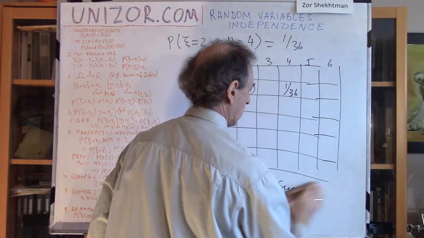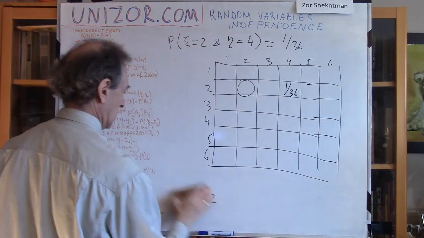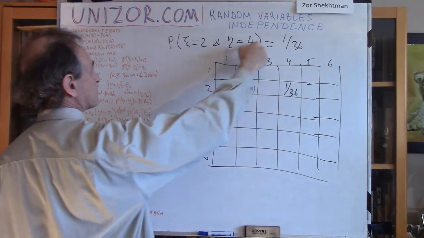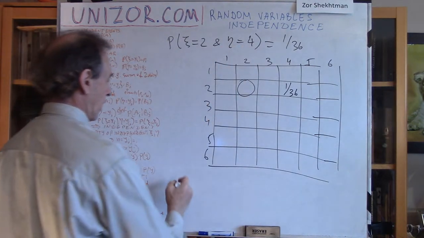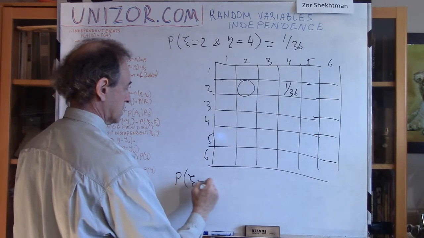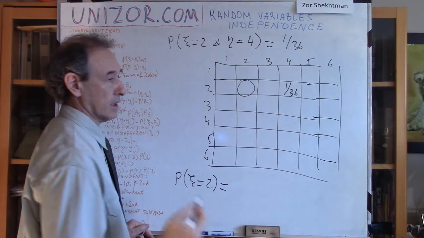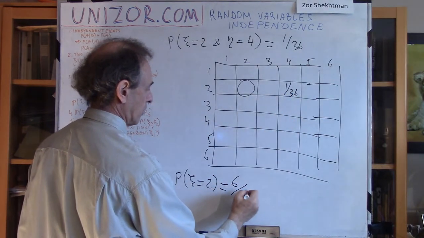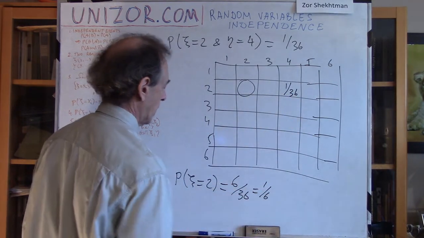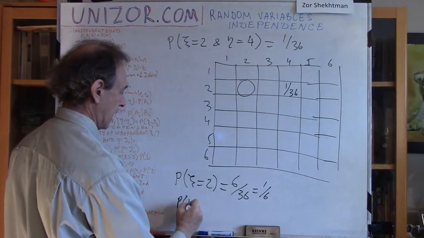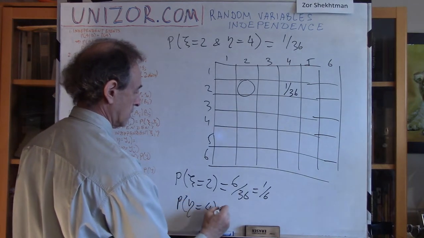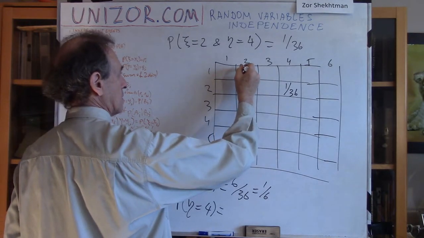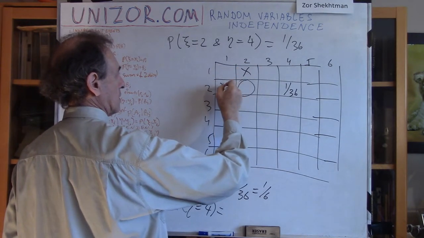Now let's talk about the product of the probability of this times the probability of this. Well, the probability of xi equal to 2 is obviously 1, 2, 3, 4, 5, 6 over 36, which, we already did this, it's 1/6. How about the probability of eta equal to 4? Well, let's see.